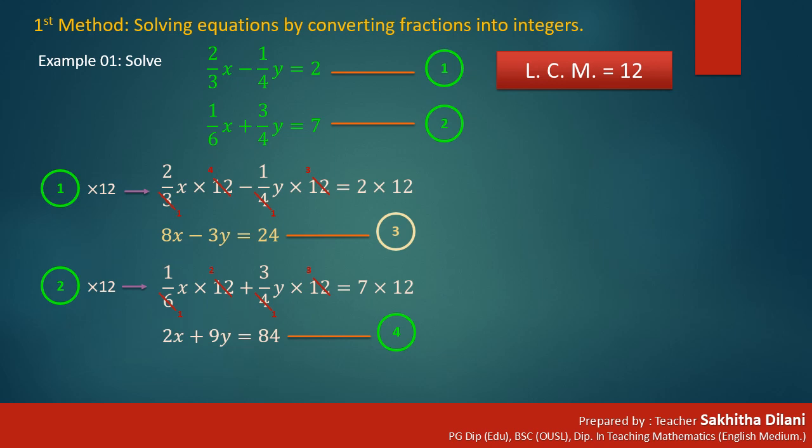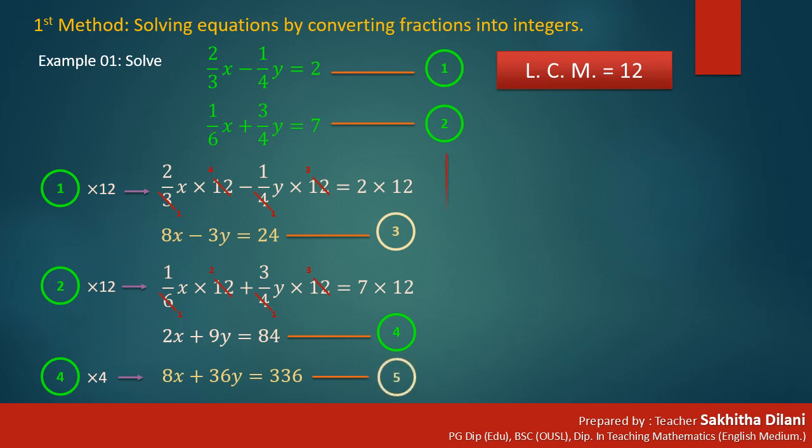The coefficients of x and y in these two equations are not equal. Hence, the fourth equation is multiplied by 4 to make the coefficients equal in x. If you want, you can multiply the third equation by 3 to make the coefficients equal in y. Now let's multiply the fourth equation by 4. That is 8x plus 36y equals 336. Let's name that equation as the fifth equation.